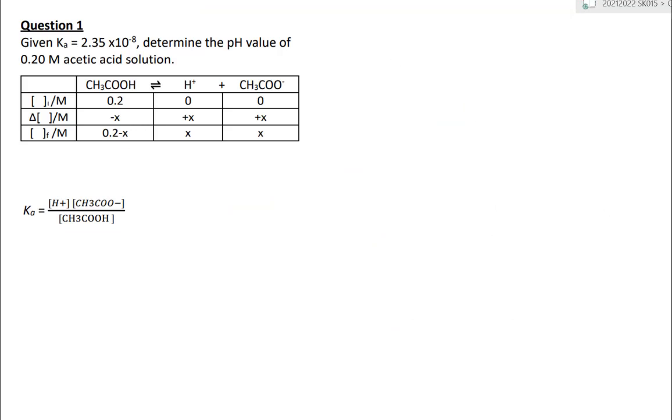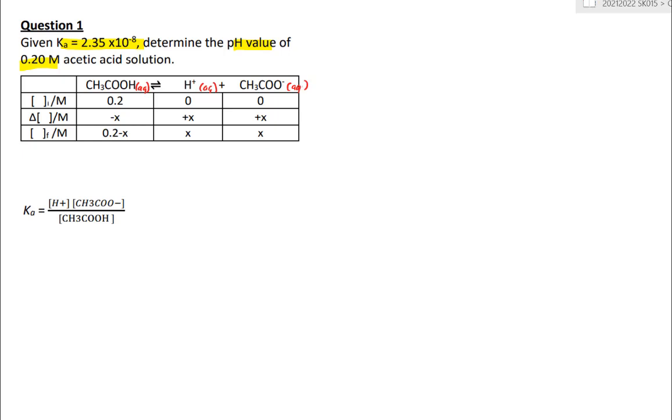Right, let's try a question to calculate the pH value of a weak acid. In question number 1, you are given the Ka value 2.35 times 10 to the power negative 8. Determine the pH value of a 0.20 molar acetic acid solution. So acetic acid has a formula of CH3COOH. First step, write your balanced equation. CH3COOH aqueous in equilibrium to produce H+ and CH3COO-, the conjugate base, also aqueous.